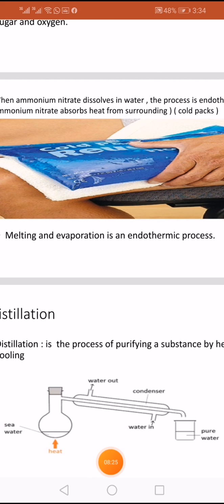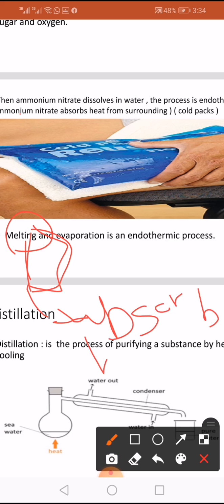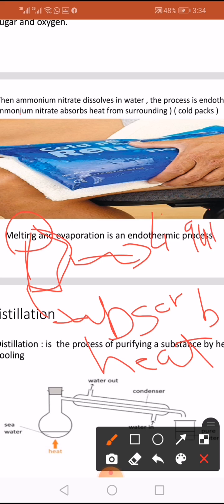Melting and evaporation are also endothermic processes. In melting, when ice like this melts, the ice absorbs heat and turns into liquid, right? This process is called melting. So this reaction is called what? An endothermic process, or endothermic reaction, as the ice absorbs the heat from the surroundings and turns into liquid. It absorbs what? Heat. So this process is called an endothermic process.